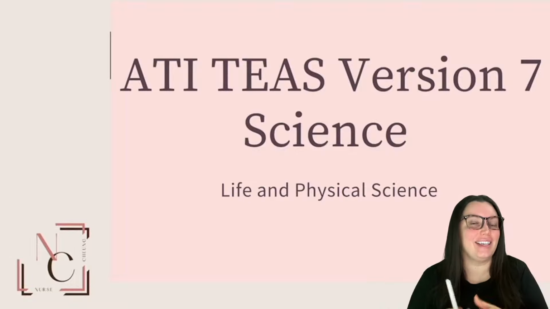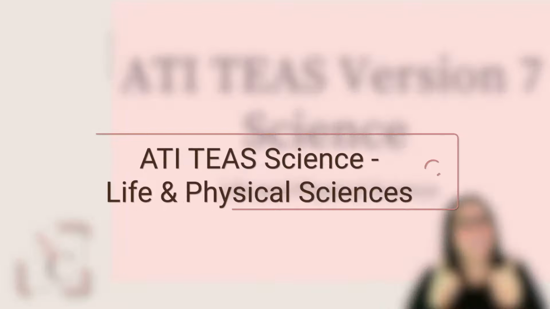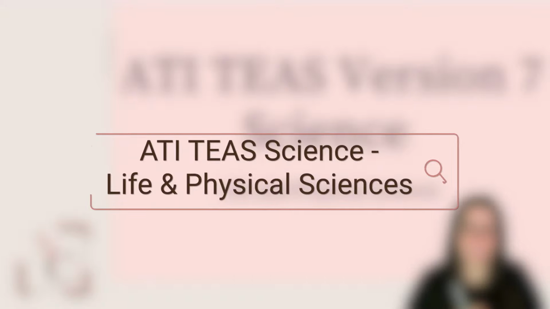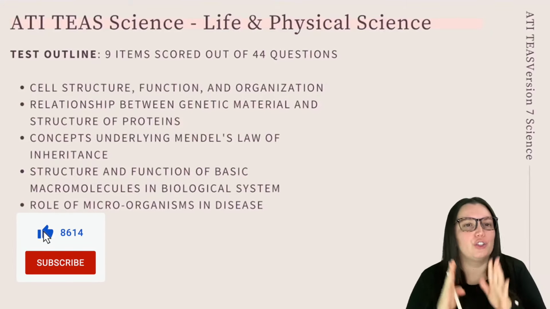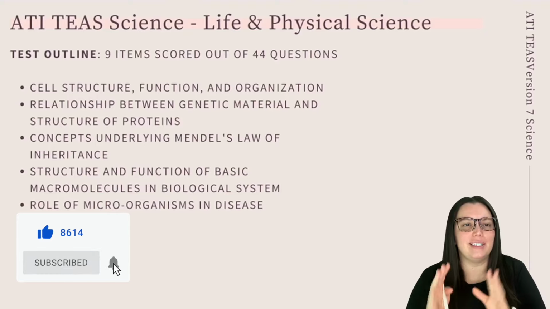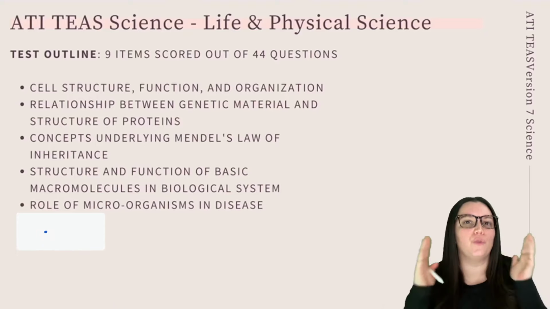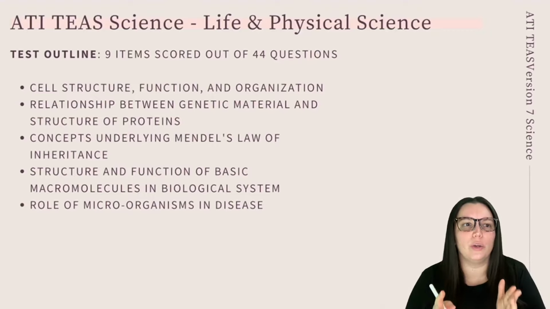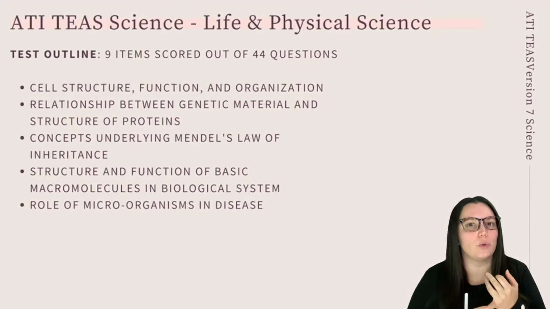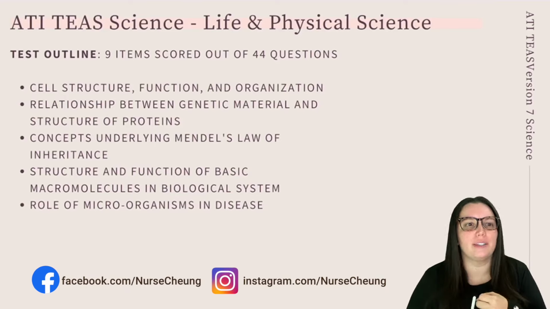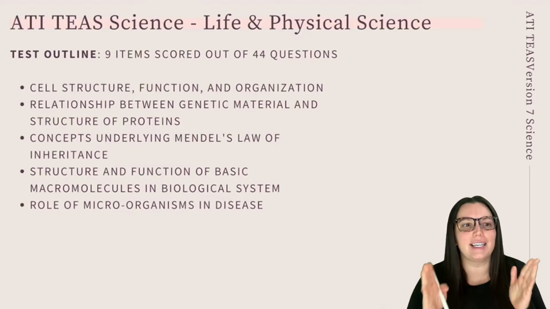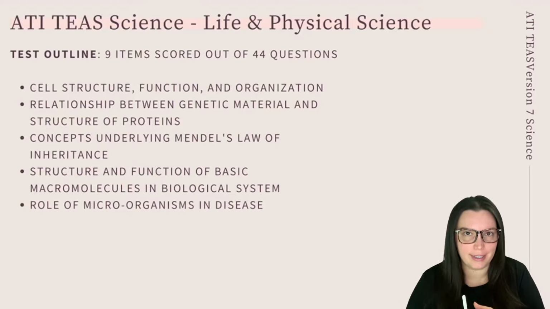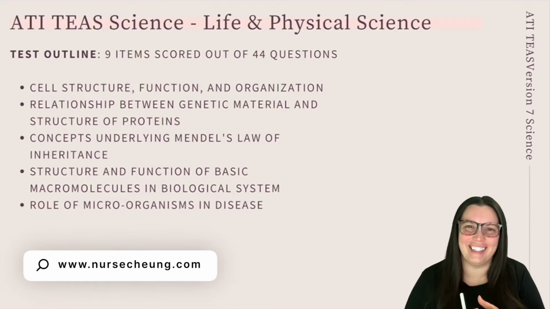Continuing on with our ATI TEAS Version 7 Science Series, and today we'll be looking at life and physical science. Let's get started. As always, we're going to start out with our objectives. For the life and physical science portion of the exam, the test outline is 9 items out of the total 44 questions. And those 9 items are going to cover cell structure and function, as well as organization, relationship between genetic material and structure of proteins, concepts underlying Mendel's law of inheritance, structure and function of basic macromolecules in the biological system, and role of microorganisms in disease.